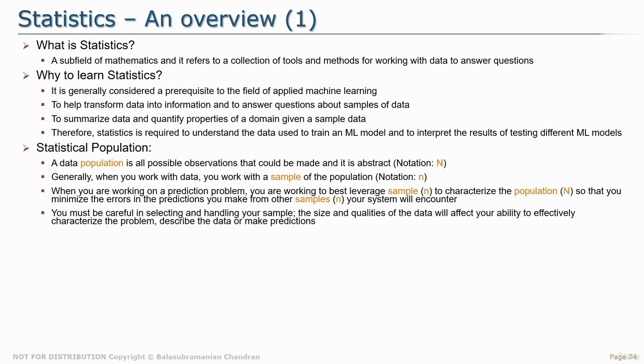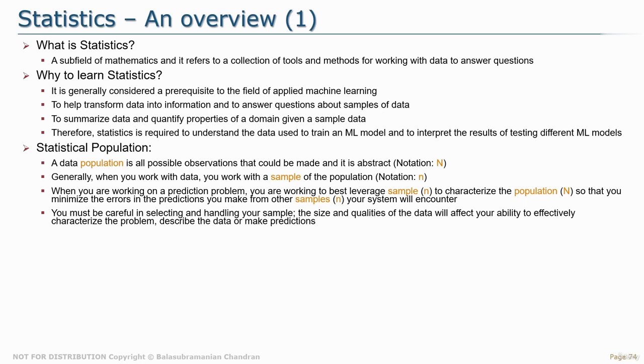What is a statistical population? A data population is all possible observations that could be made, and it's abstract. The notation is capital N. Generally, when you work with data, you work with a sample of the population. The notation is small n.